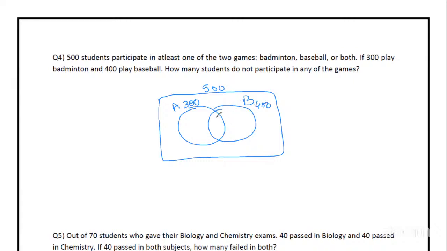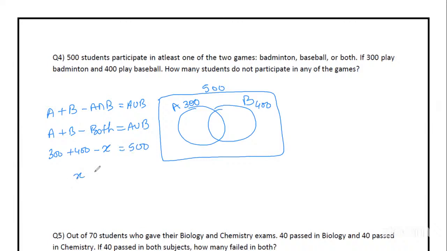So I know that out here, if I had asked how many students play both the games, then I could use my A plus B minus A intersection B, or in other words, A plus B minus both is equal to A union B. I could use that. Understood, and get my answer. So A is 300, B is 400 minus X is equal to 500. So X is equal to 700 minus 500. So I get 200. So I would have got 200 in the center.